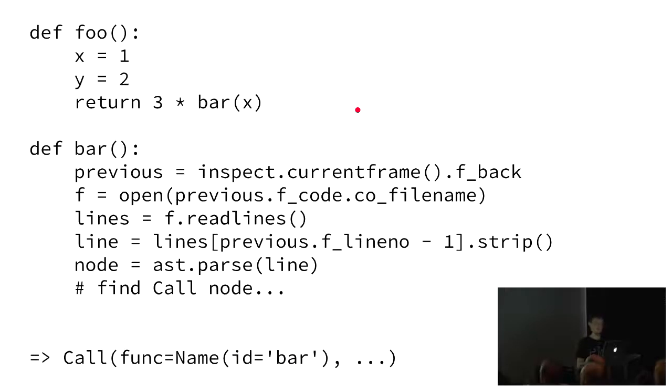So, using all this information, I can retrieve the source code where bar has been called from. The code object tells me the file name, and the frame has the line number in that file. I can extract the line as a string and pass it into an AST. Somewhere in that tree, I can find a node corresponding to the call to bar.